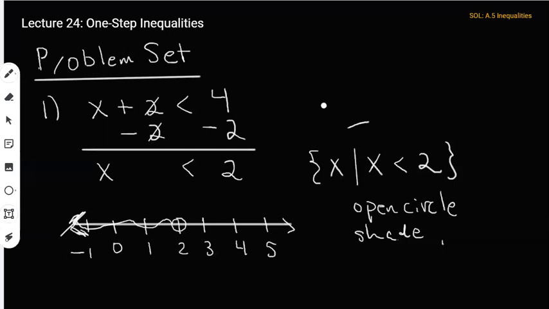That's how you do an inequality. We solve it first, do the solution set over here, and then we graph it on a number line. Let's try a second.